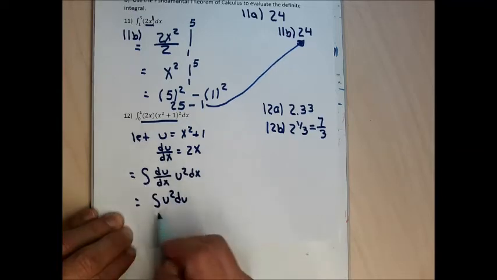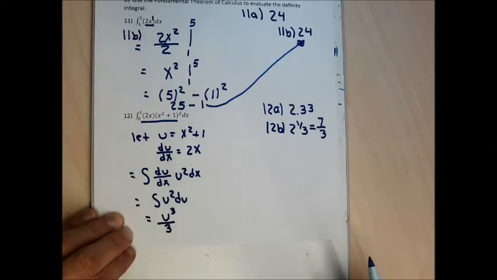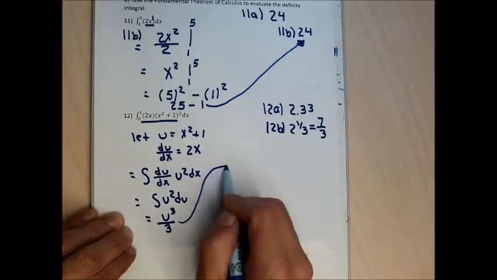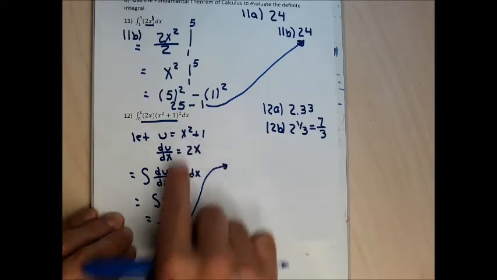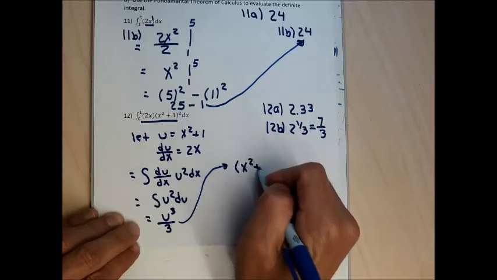I'm going to integrate by adding 1 to the exponent, dividing by the new exponent. So I'm going to get u cubed over 3. Usually I need a plus c, but because I'm going to plug numbers in, the c's would cancel, so I don't need to have numbers there. I need to change the u back to x squared plus 1.